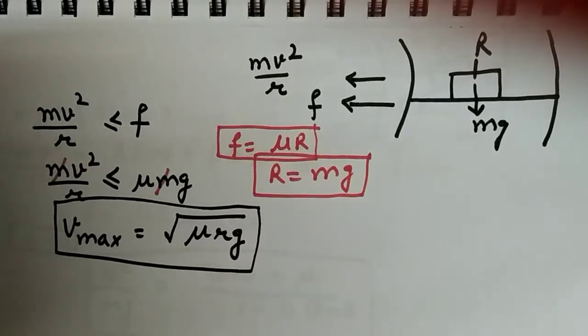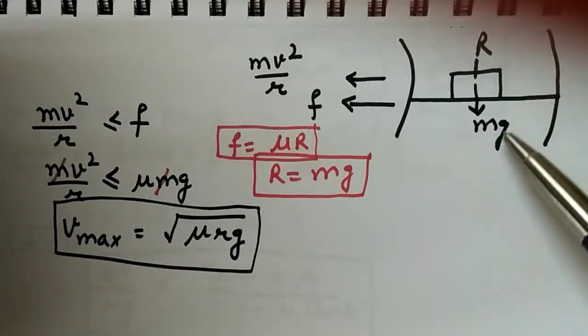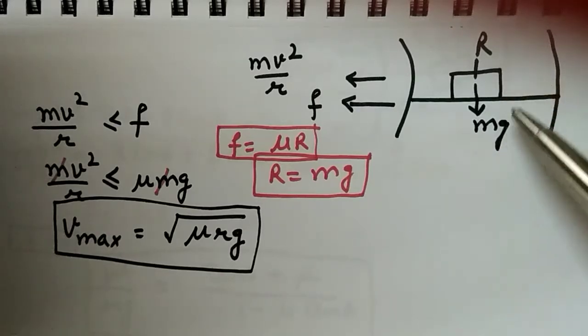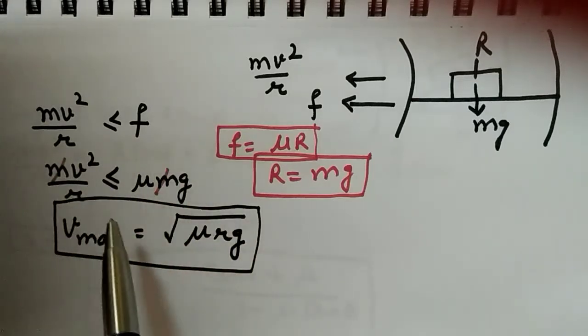Now come to R. R is called the reaction component, and R is always balanced by the weight mg. You can see in this case R is balanced by mg. So we fill in everything's value and we can again calculate what is the maximum velocity by which a car can take a curve without falling from the ramp, without skidding from the ramp.